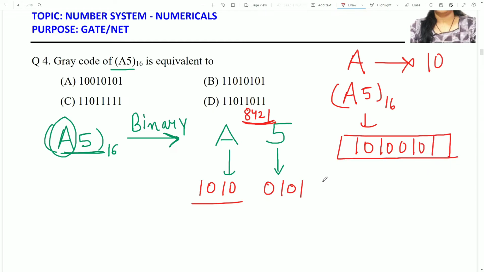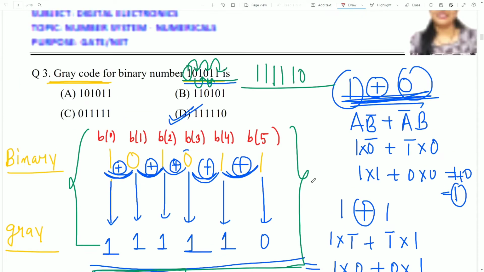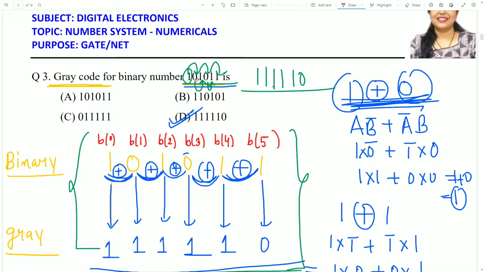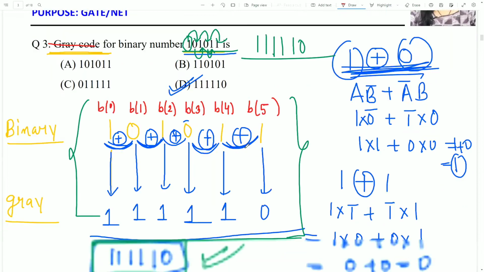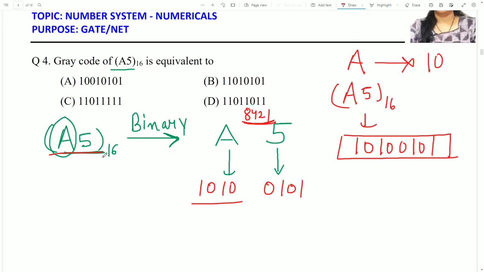Now the question is completely similar to the previous question. In the previous question you had a given binary number and then you needed to calculate the gray code. Similarly, in this question you have a hexadecimal number, but you can convert that hexadecimal number into binary form. Now you can easily convert that particular binary number into gray code.